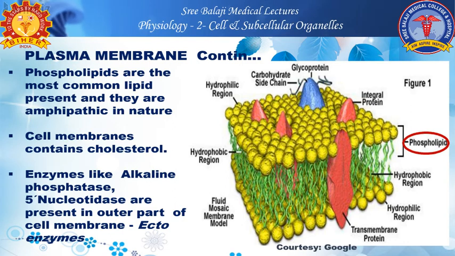Cell membranes also contain cholesterol. Some enzymes are also present in the plasma membrane. Those enzymes are alkaline phosphatase and 5' nucleotidase. They are called exoenzymes, ectoenzymes.